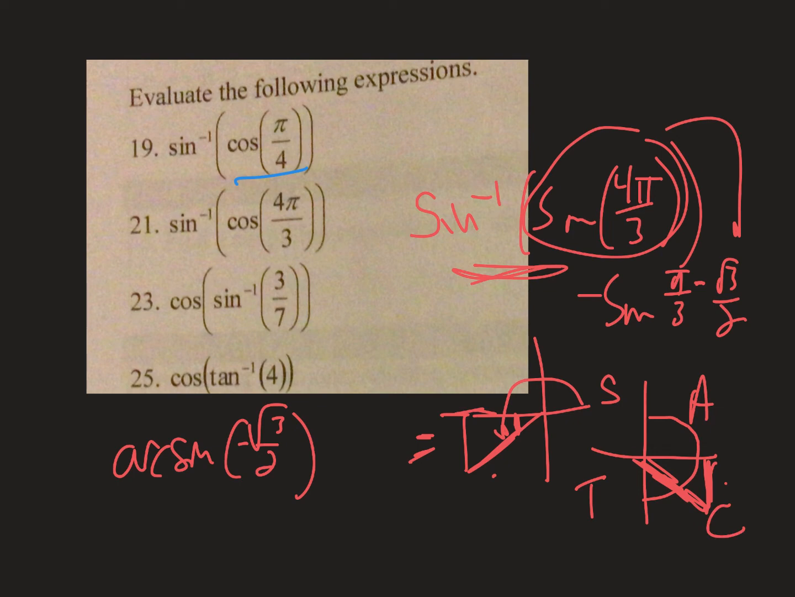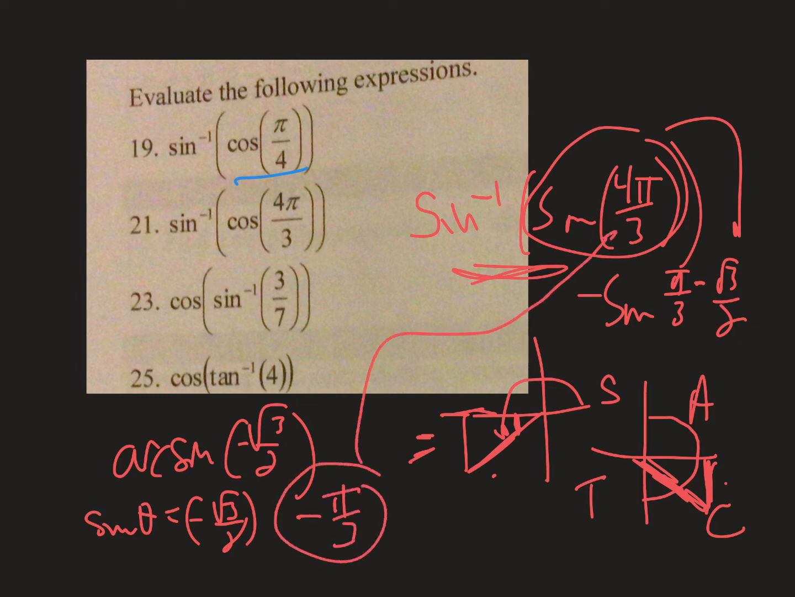And this is an arc sine, so what angle has a sine of negative square root of 3 over 2? Well, it worked out to be negative pi over 3. So do you see how it's not giving us the 4 pi over 3, but it is giving us negative pi over 3 as an answer, okay? Because that's this angle right here. I know it's confusing. Let's try number 21.